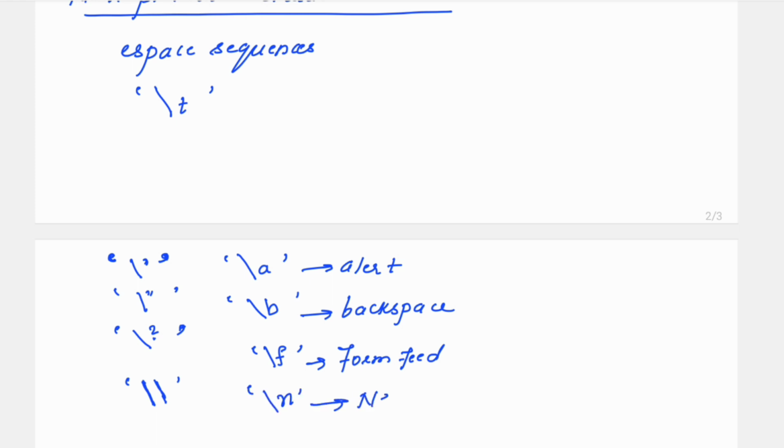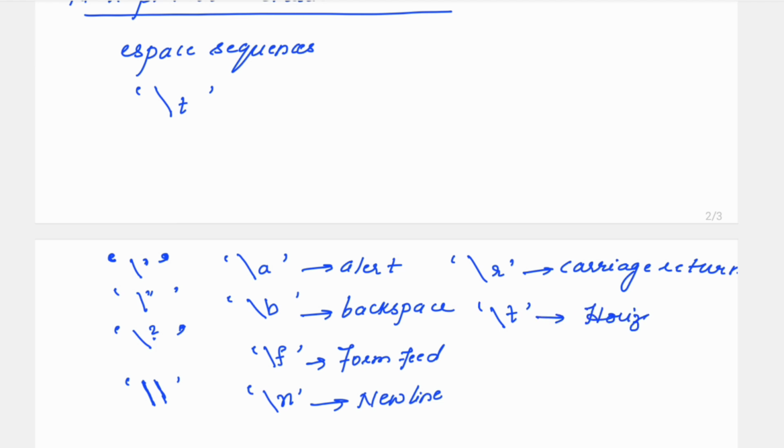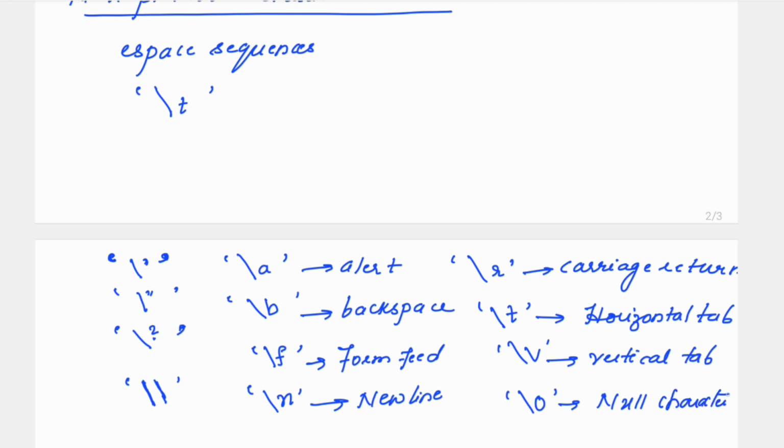\n, new line. It moves the cursor to the beginning of the next line. We have \r. It is called the carriage return. It moves the cursor to the beginning of the current line. Then we have the \t. It is called the horizontal tab. What is its function? It moves the cursor to the next horizontal tab stop. Then we have \v, which is the vertical tab. Then we have the \0, which is a null character. What does it do? It prints nothing.